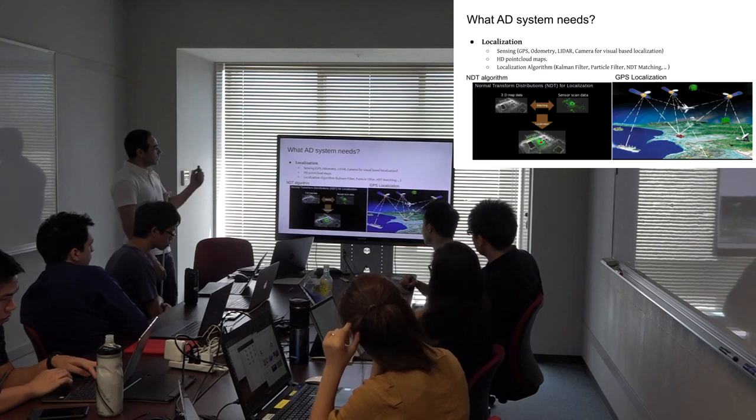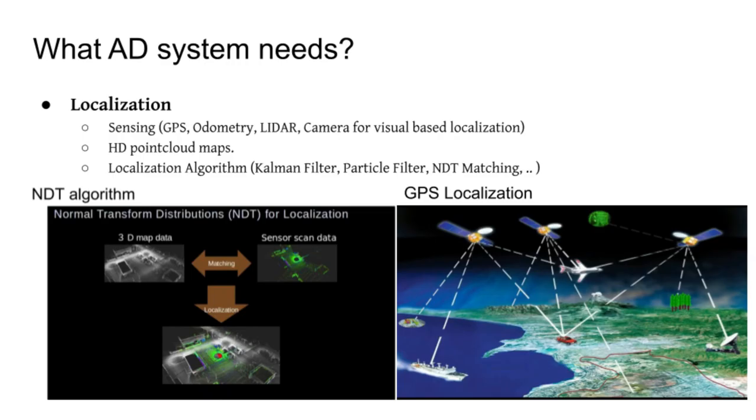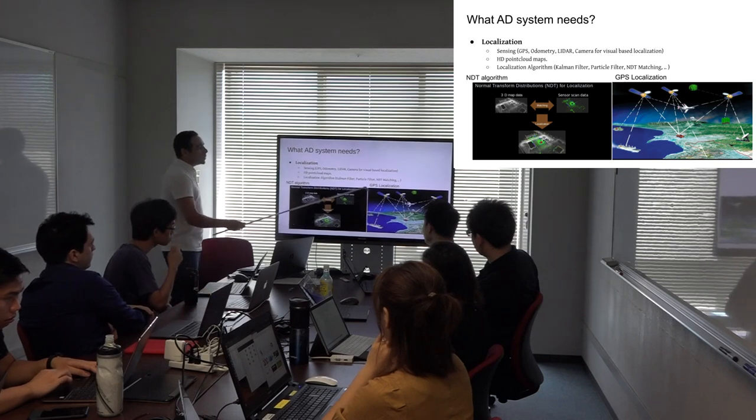What else does an AD system need? We need one more important module called localization. We need to know where exactly the car is. Localization needs sensing and needs an HD point cloud map, and we need some algorithm, such as particle filter or NDT matching. We can use NDT matching like this: we have a map, we have sensor data, we match, and we get the relative position. If we have global localization, we can use GPS.